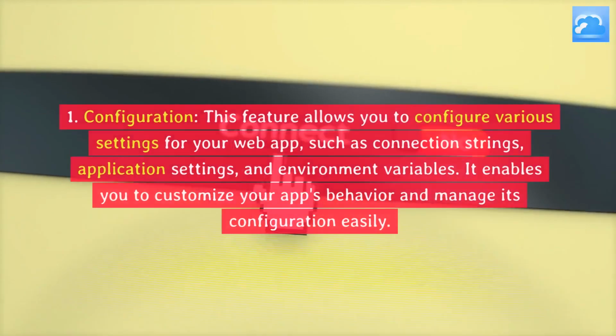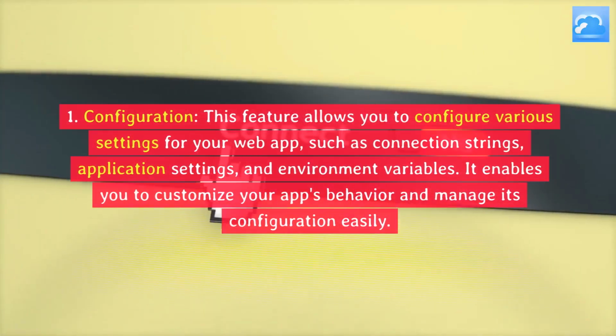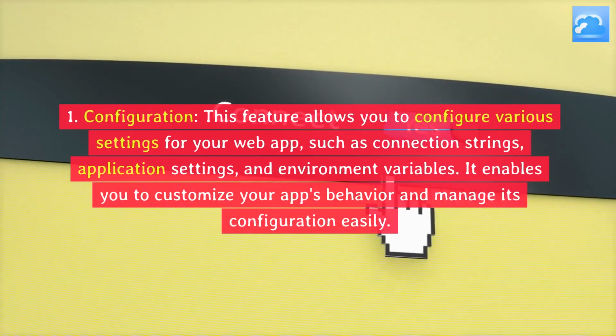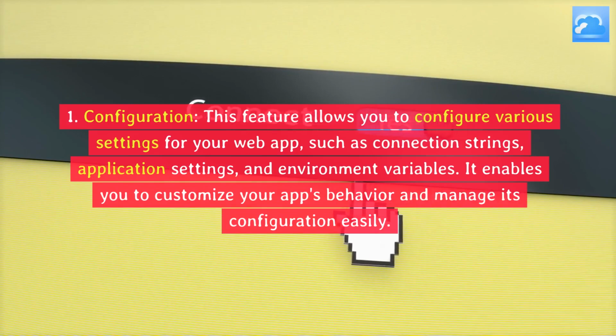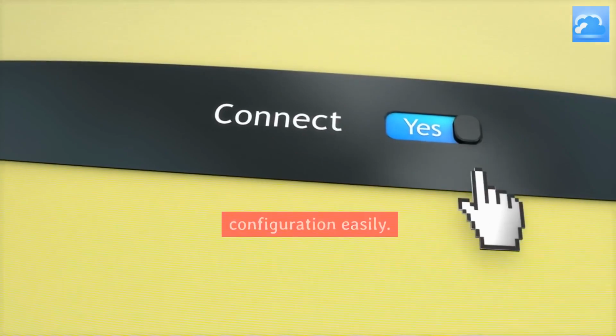1. Configuration. This feature allows you to configure various settings for your web app, such as connection strings, application settings, and environment variables. It enables you to customize your app's behavior and manage its configuration easily.